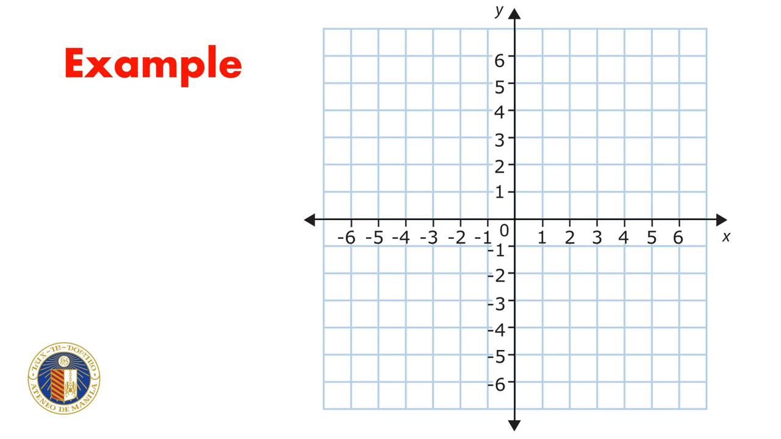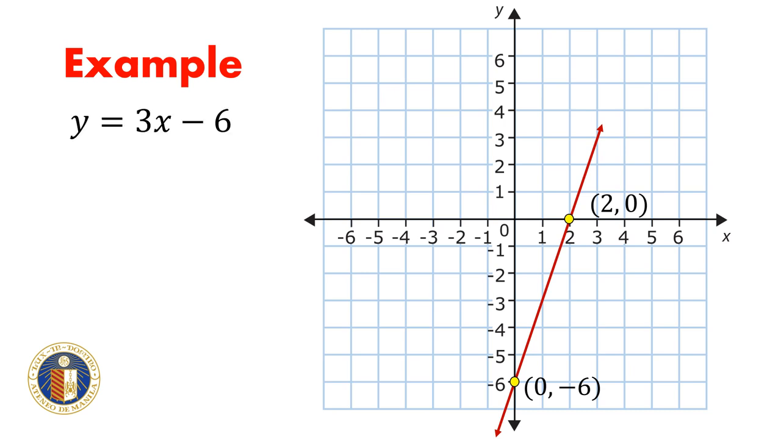Now, we plot the points 0, negative 6 and 2, 0 on a Cartesian plane. Then, we connect the two points to graph the linear equation.